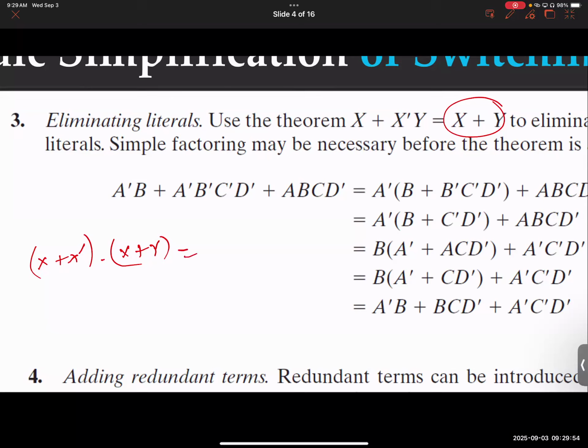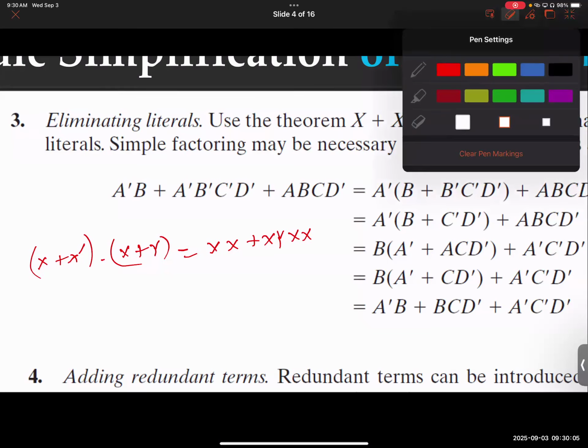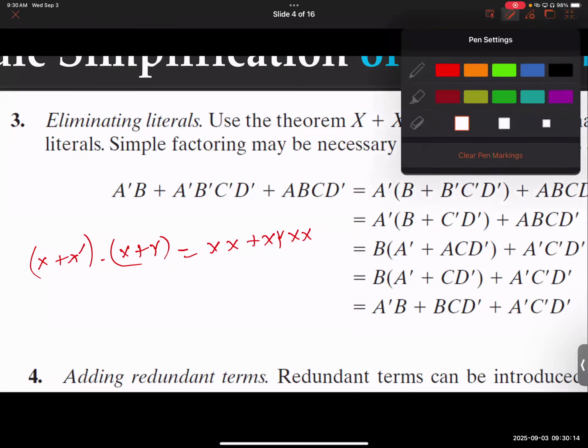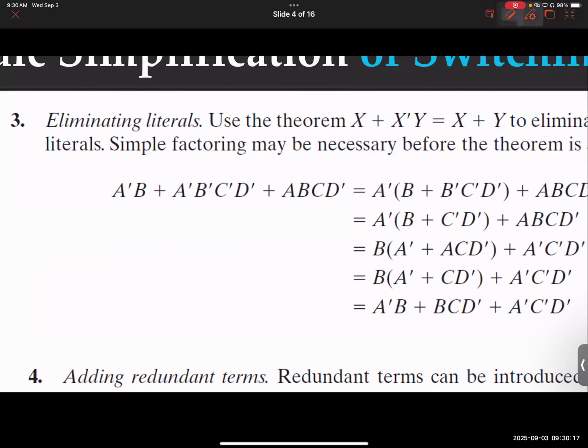So now when you multiply this thing, you get x plus x y plus, oh, sorry. Sorry, the eraser was acting weird for some reason. So I was going to say x plus y and then x plus x prime. So you multiply: x plus x y plus x prime x plus x prime y. All right, it's like simple multiplication.